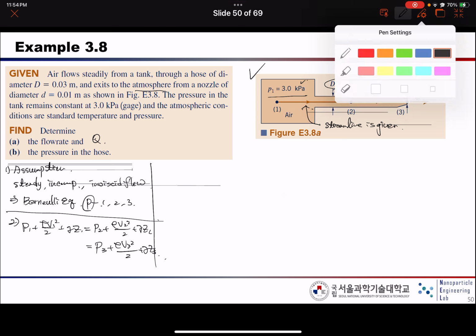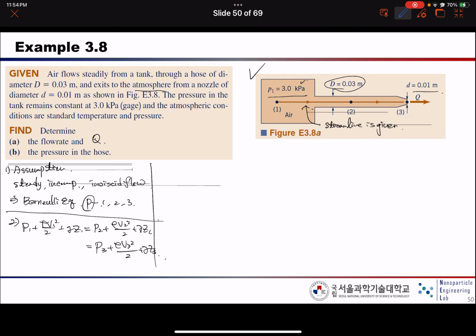Like this, right? As you notice, Z1, Z2, Z3 are the same height, so I'm going to remove all those values. Also, P3 is open, so the pressure should be P atmosphere. This is the gauge pressure, so I'm going to use all pressures as gauge values. So this one should be 0, the gauge, right? So this one should be 0.